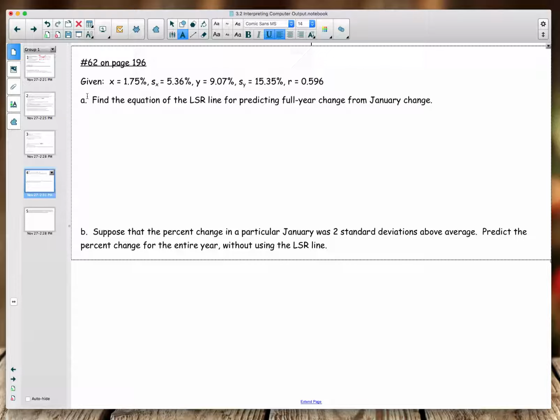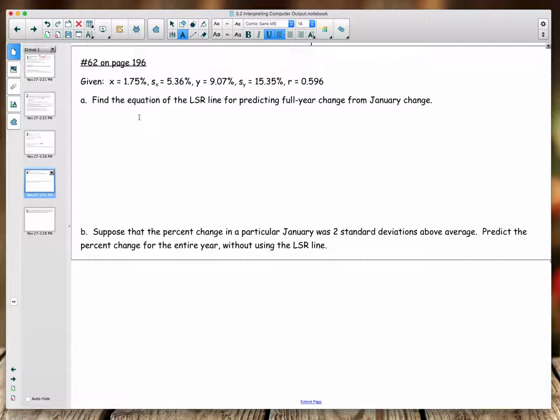Looking at that particular problem, it's talking about the mean height of married American women in their early 20s is 64.5 inches, and the standard deviation is 2.5 inches. The mean height of married men the same age is 68.5 inches with standard deviation of 2.7 inches, and it gives you the correlation is 0.5. I've already gone ahead and laid out this information. The first thing we're going to do is find the equation of the least squares regression line for predicting a full year change from the January change.